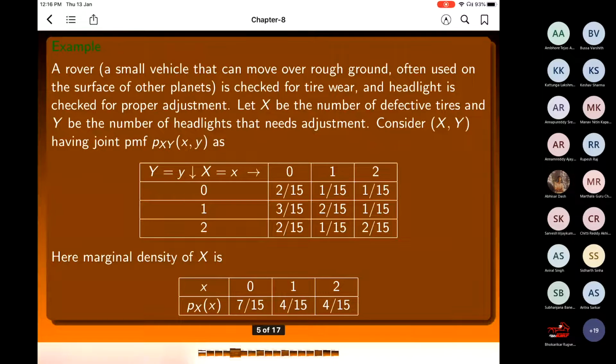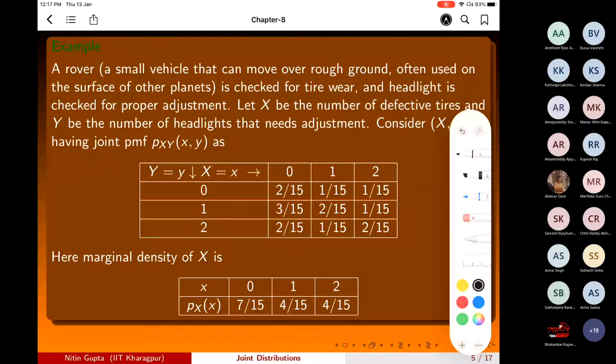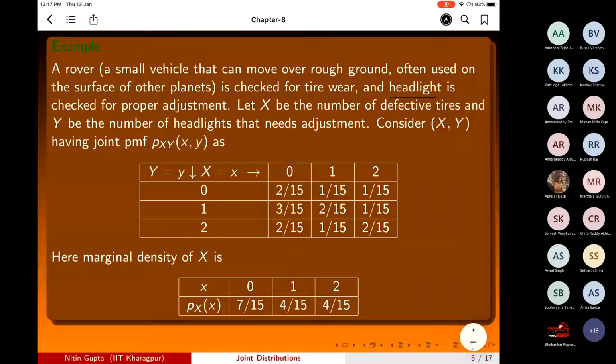For example, as in the previous example, we take a rover, a small vehicle that can move over rough ground, often used on the surface of other planets. It is checked for tire wear, and the headlights are checked for proper adjustment. Let X be the number of defective tires and Y be the number of headlights that need adjustment. Then (X, Y) has a joint probability mass function, let us say given by this.